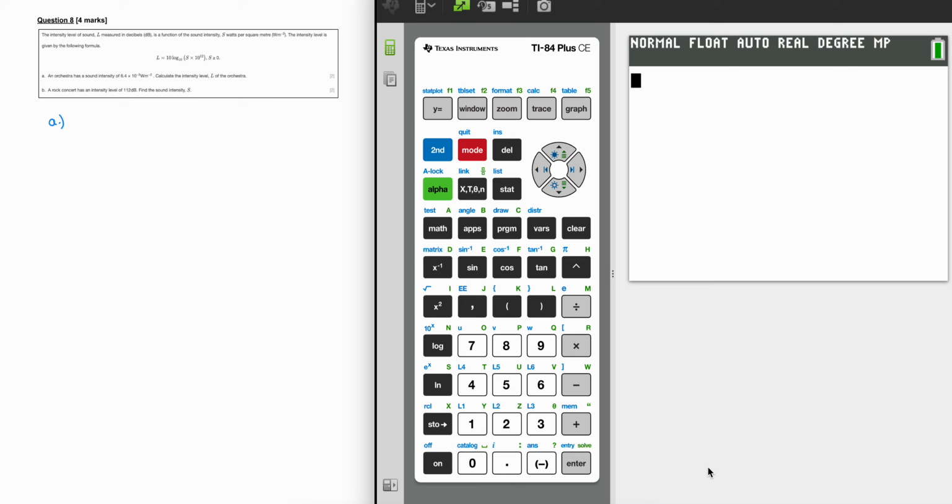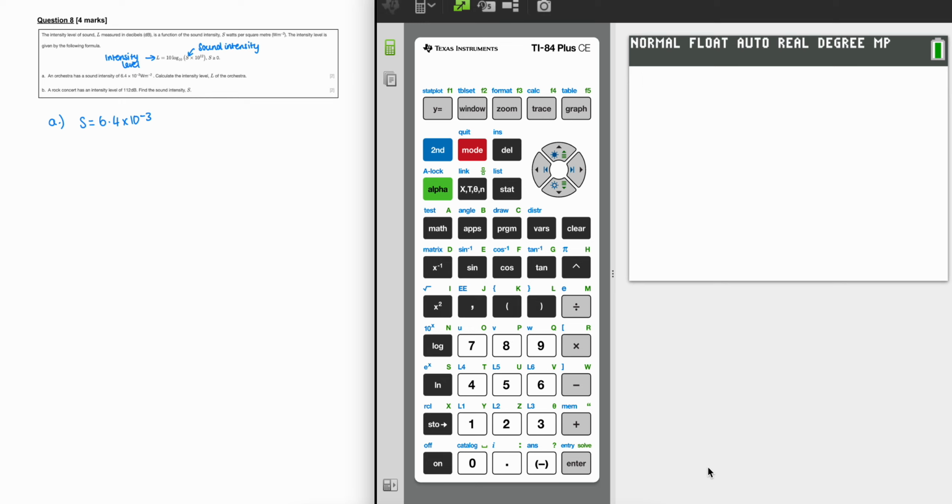And we're looking at the sound and the function that we're using to model it, which is given to us at the start. So if we look at this, this is the intensity level, the L value. And S here is the sound intensity. So the first one, an orchestra has a sound intensity, so S is equal to 6.4 times 10 to the minus 3.